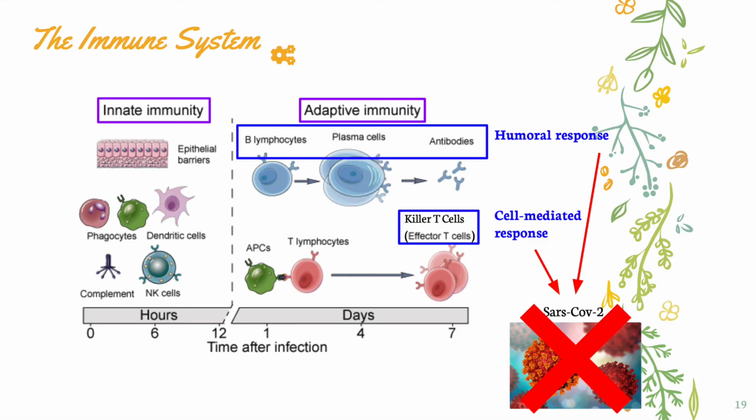Acquired immunity is much slower, since it has to be tailored to a specific pathogen, like the SARS-CoV-2 virus that causes COVID-19. It consists of two components, the humoral response and the cell-mediated response.